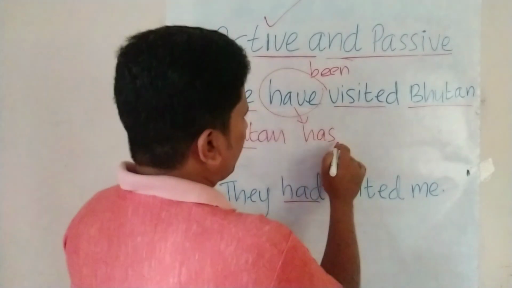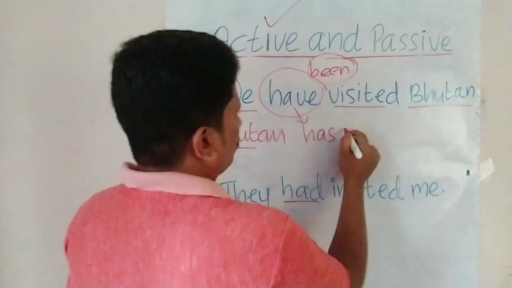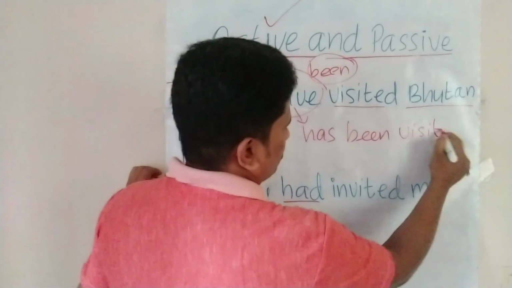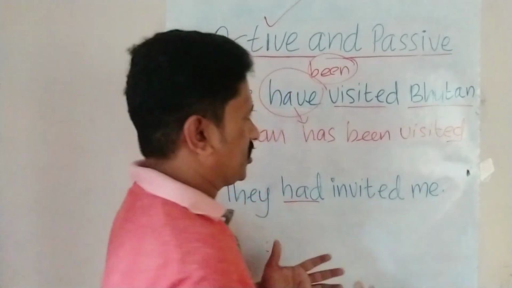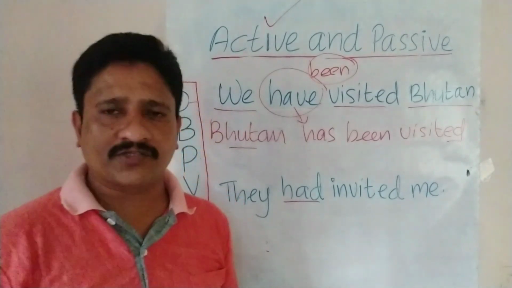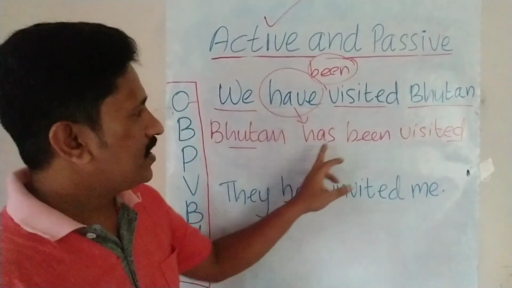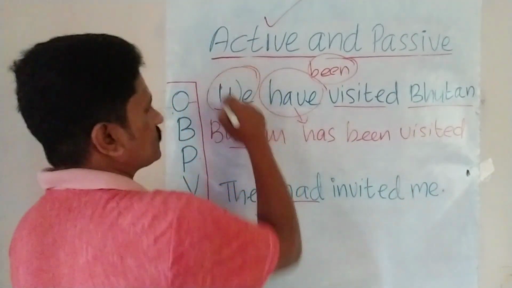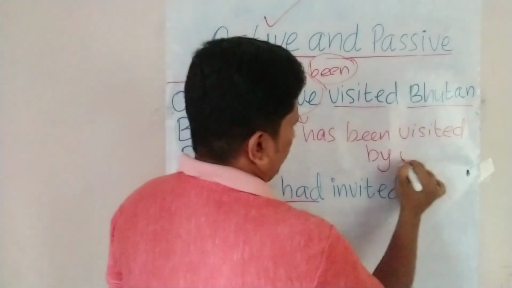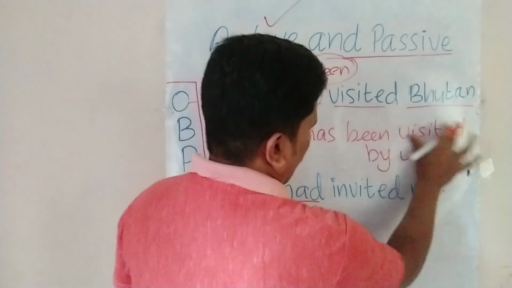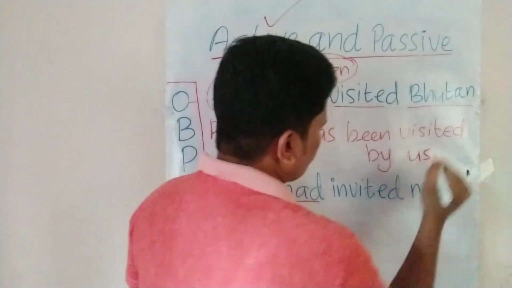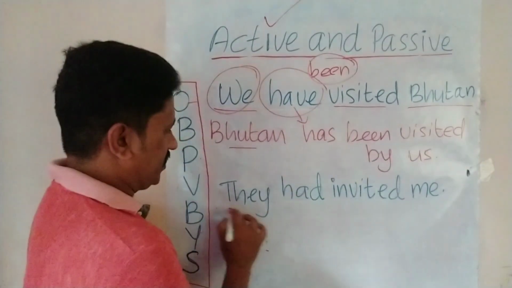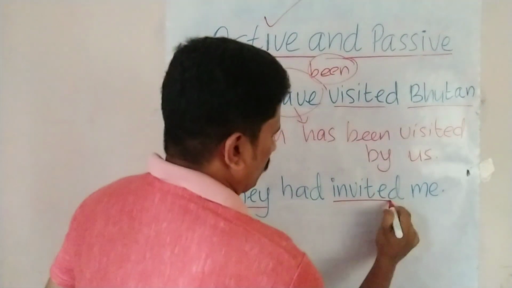Okay, Bhutan has, now use the be form. Has been visited, as it ends in ed, the same form is used as the past participle. So Bhutan has been visited. Visited by, plus we changes into by us. Okay, by us.